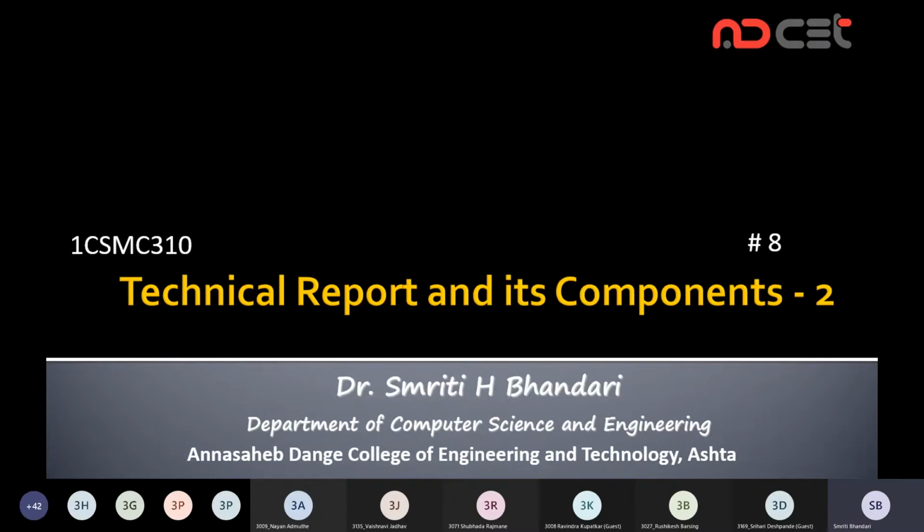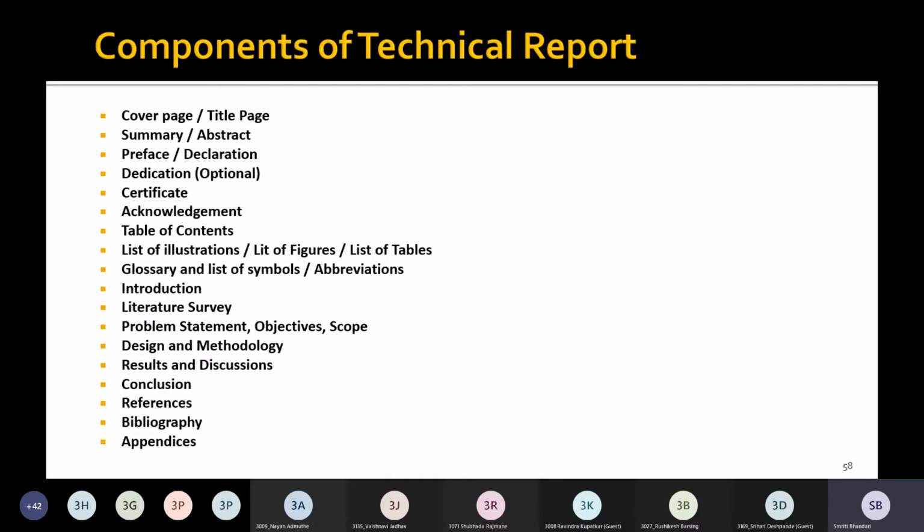In the last class, we were talking about technical report, especially academic technical report and its components. And we have discussed a few of the components in a technical report. So this is the list of components that we should have in our technical report.